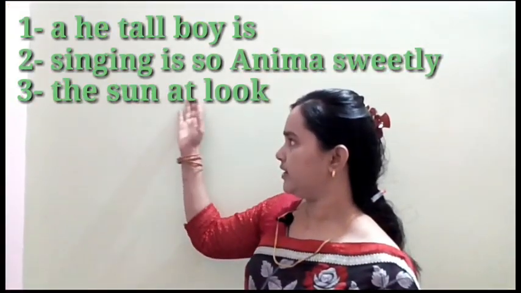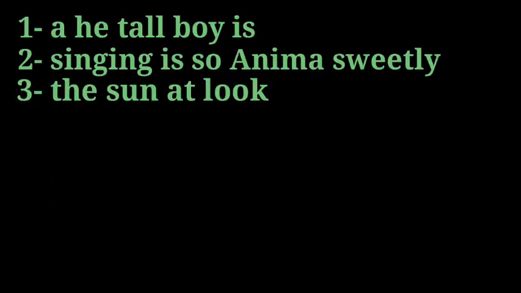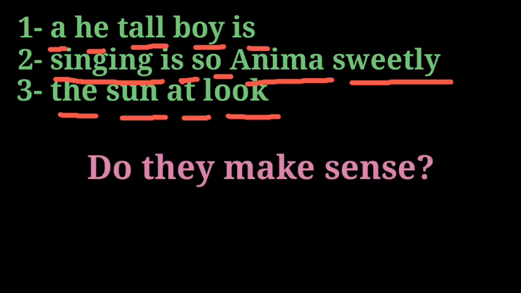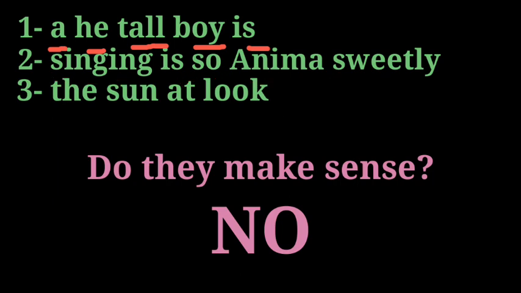Look at the group of words which are written here. First one, he tall boy is. Number 2, singing is so Anima sweetly. Number 3, the sun at look. Do they make sense? No, because here the words in each group are not in the correct order, so they don't make complete sense.